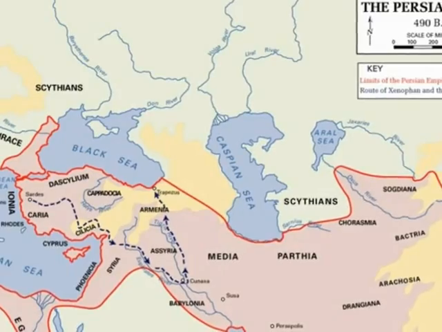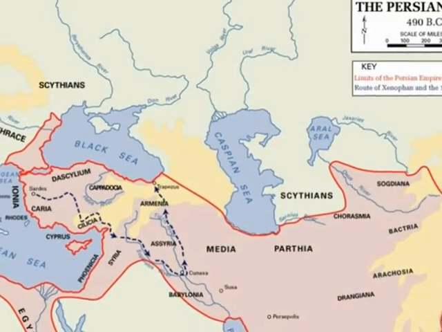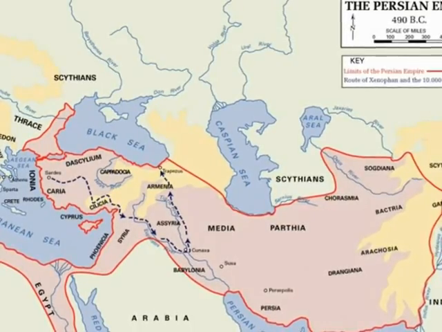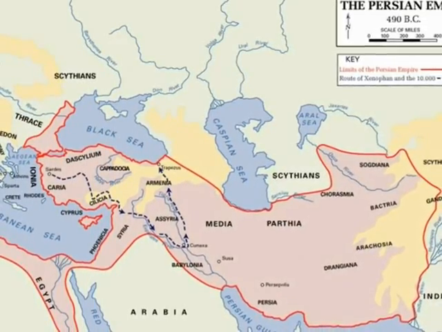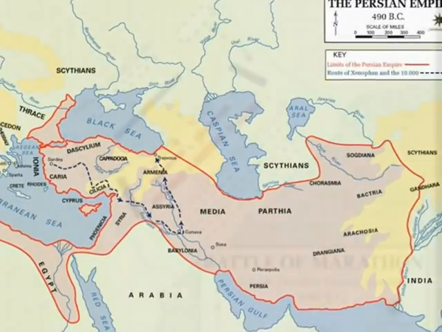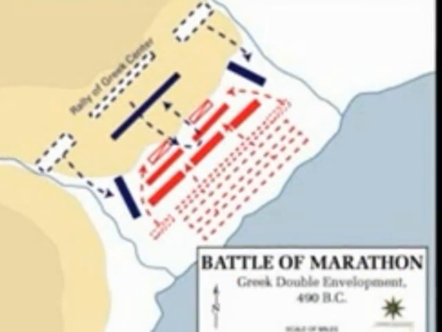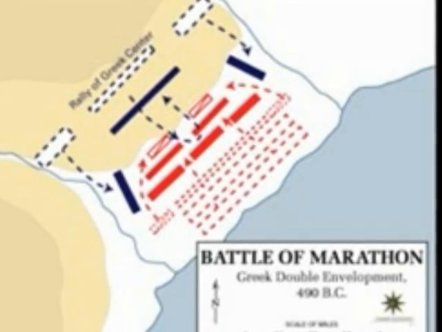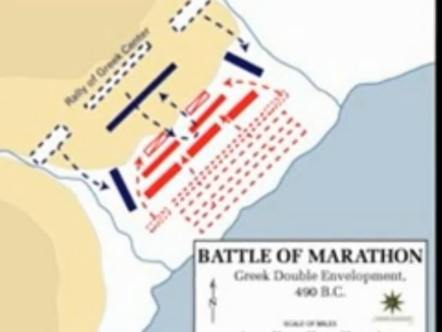This map shows pretty much how big Persia was at that time. You can see Greece over there on the far left, but it was pretty much a big blow. And this just happens to be a map of the Battle of Marathon, where they all landed there on the shores and came in, and it was kind of a big deal.